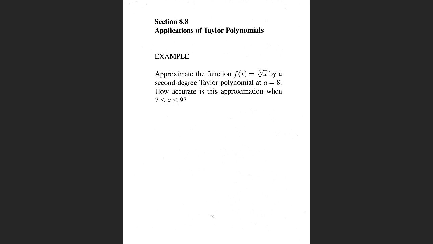Okay, so what we want to do is approximate the function given by the cube root of x by a second degree Taylor polynomial about a equals 8. Okay, now let me ask you this. Why are they picking a equals 8 for the expansion of this Taylor polynomial? Why are they choosing that? Why don't they choose like a equals 7? What's so special about a equals 8?